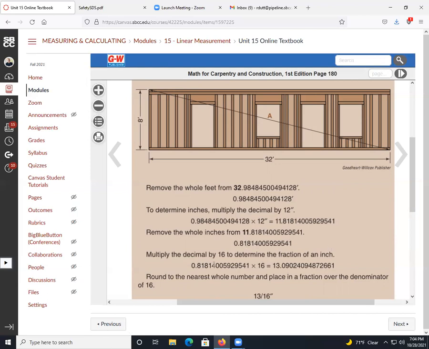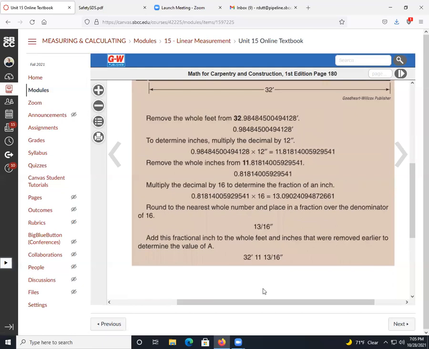That we've got to multiply times 16. And again, aren't we glad we're using a calculator for these and not doing them longhand? Man, I am too. We're going to come up with 13.09 and so on. So if it was 0.5 something, you'd round it to 14. But since it's below 5, we're going to round it to 13. So that 13.09 becomes 13 what? 16ths. Answer being 13/16ths, 32 foot 11 and 13/16ths.